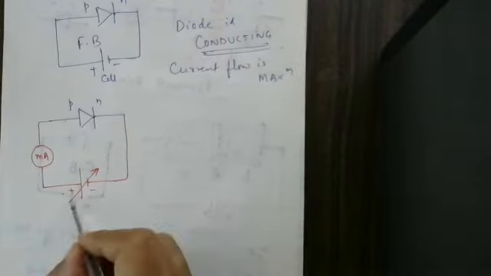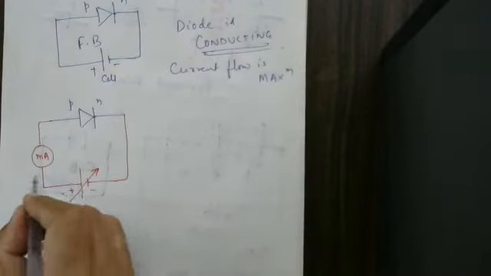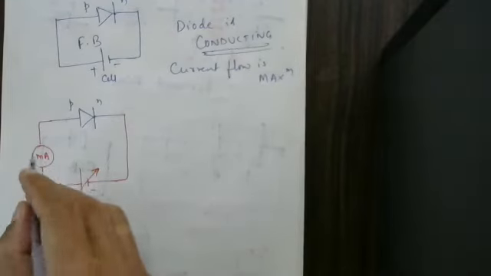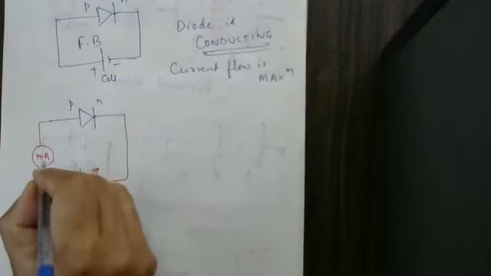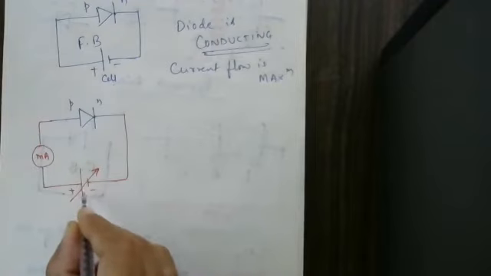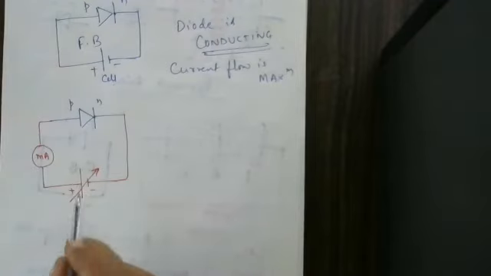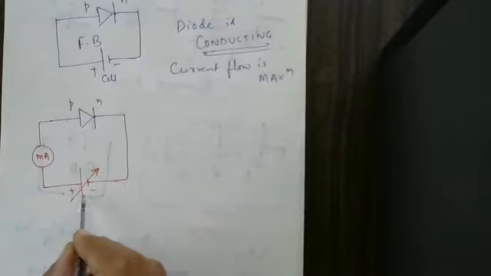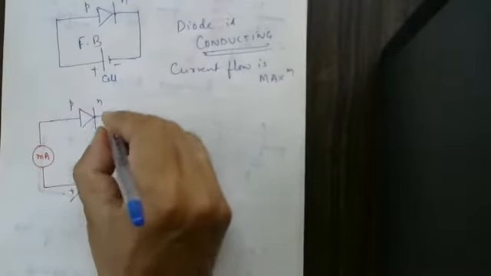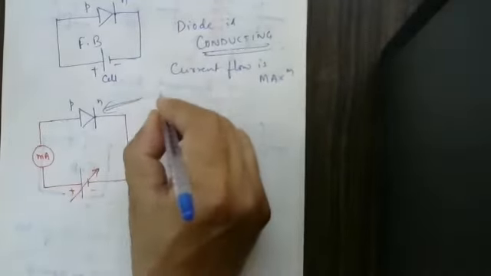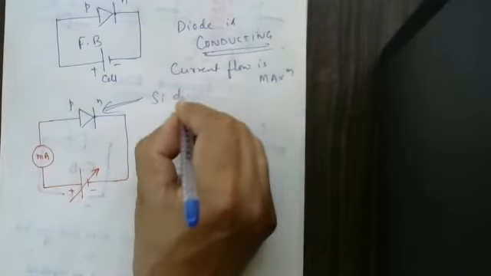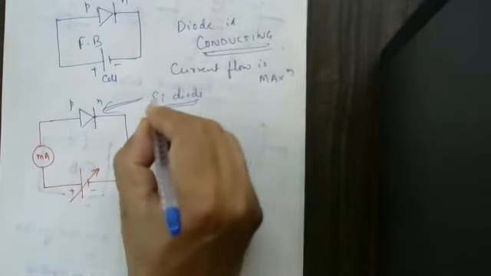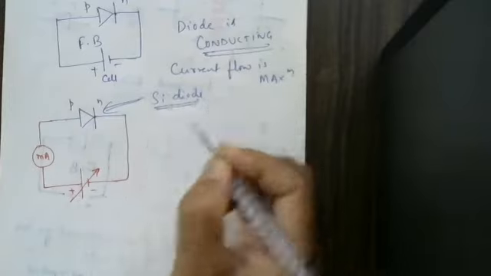So here we can increase or decrease the voltage. The milliammeter is connected like this to measure the current, and this is where we apply the voltage, 0.1, 0.2. Let us consider this is made up of silicon. This is a silicon diode.